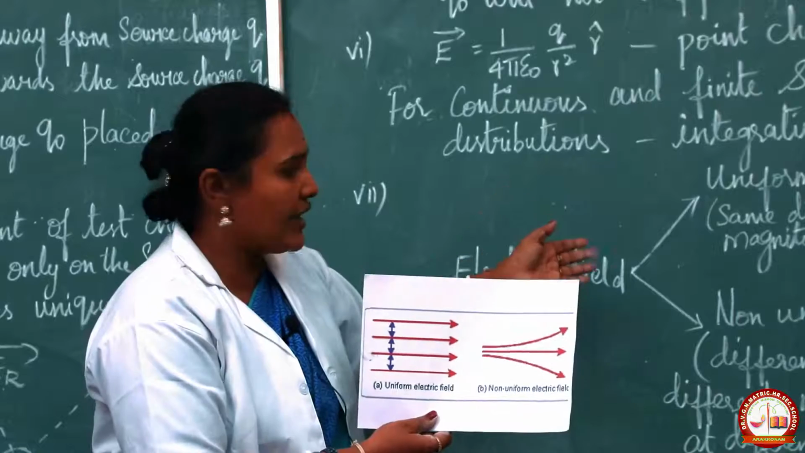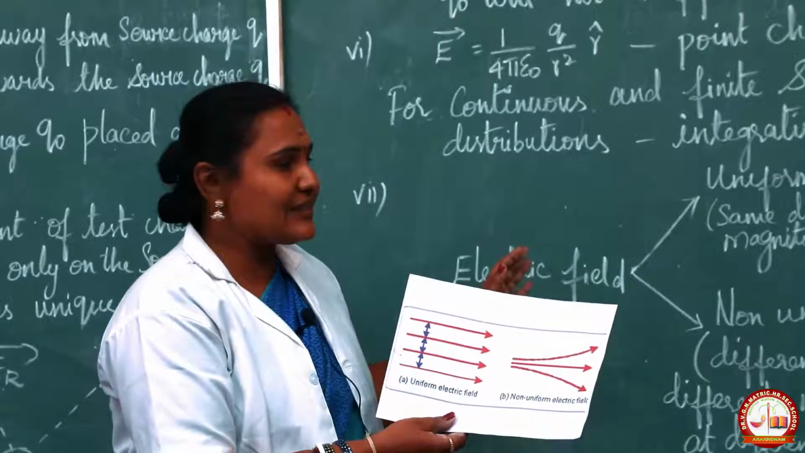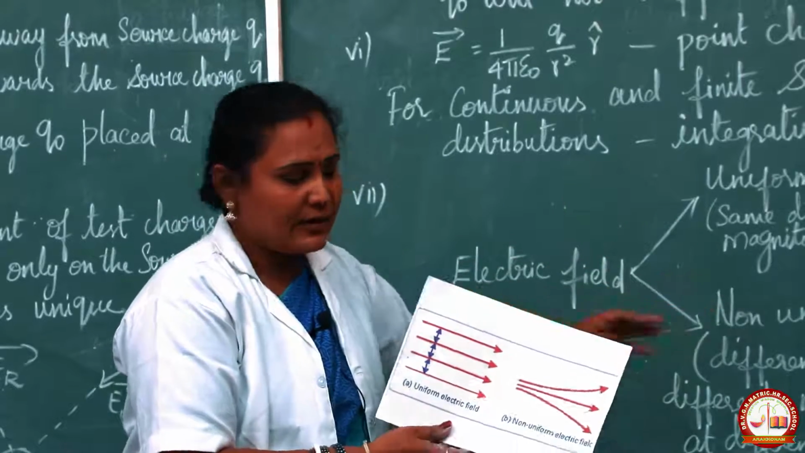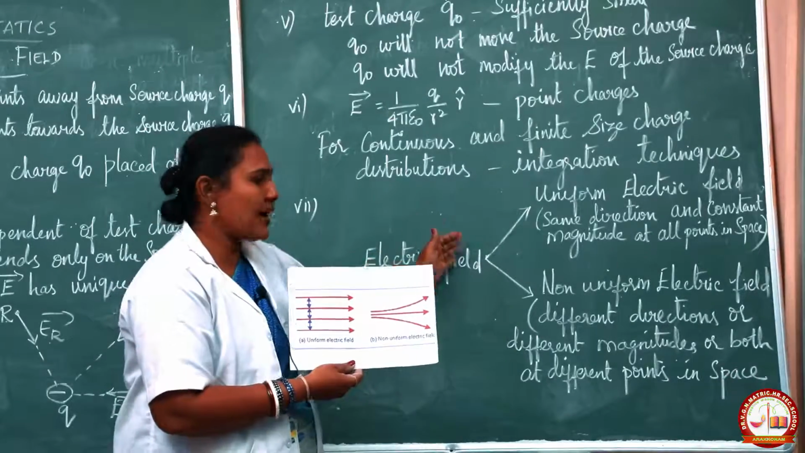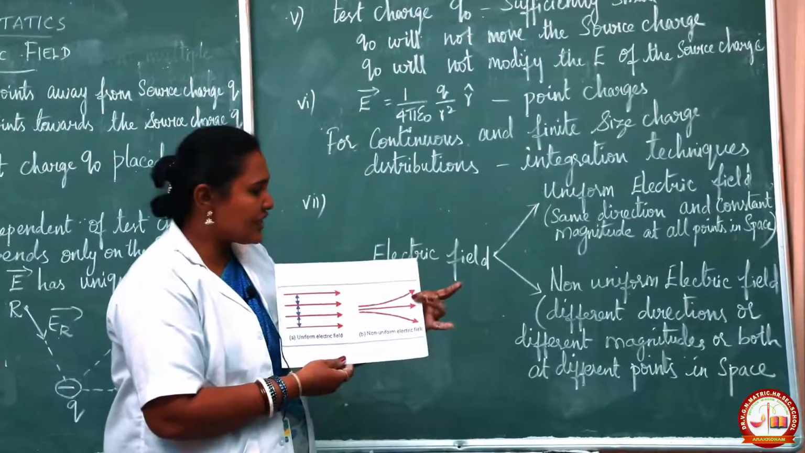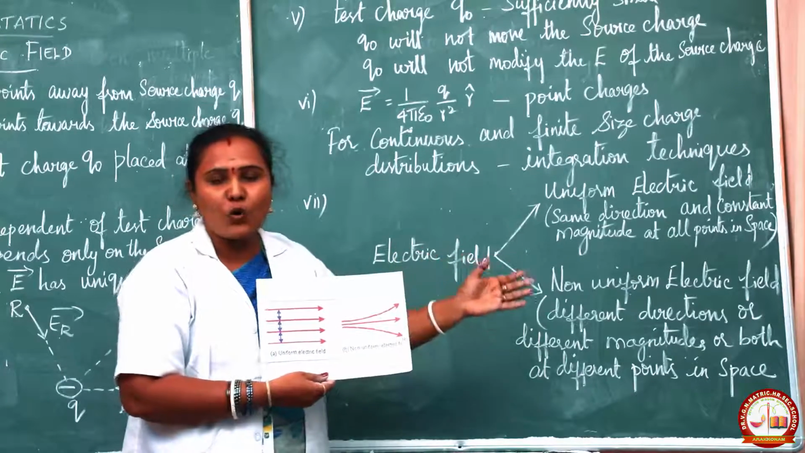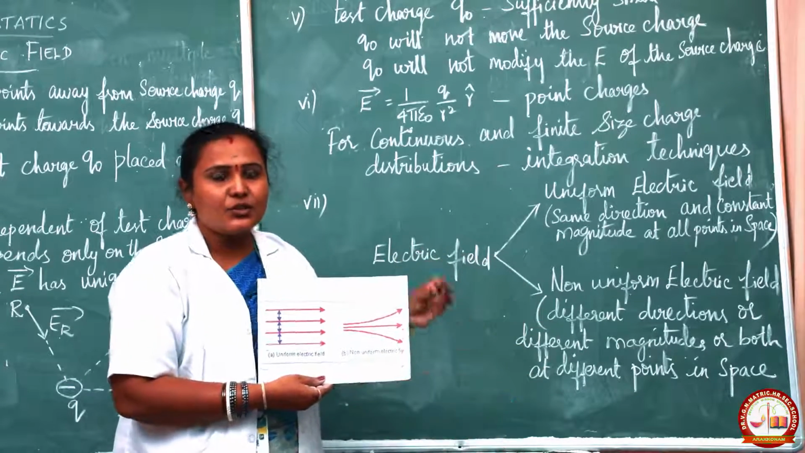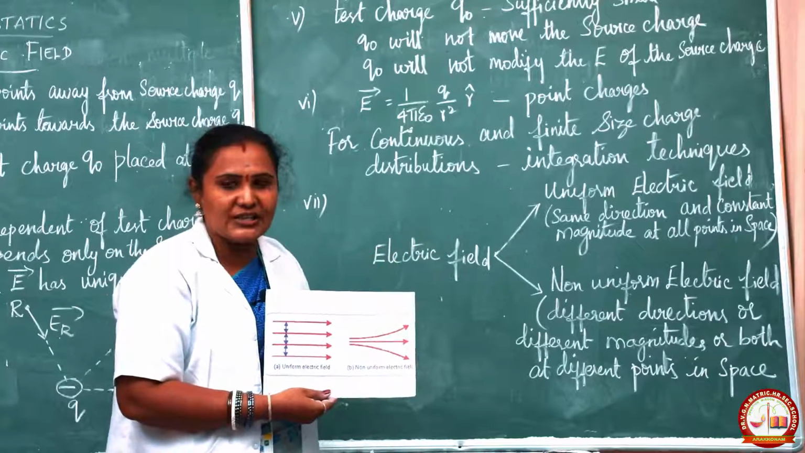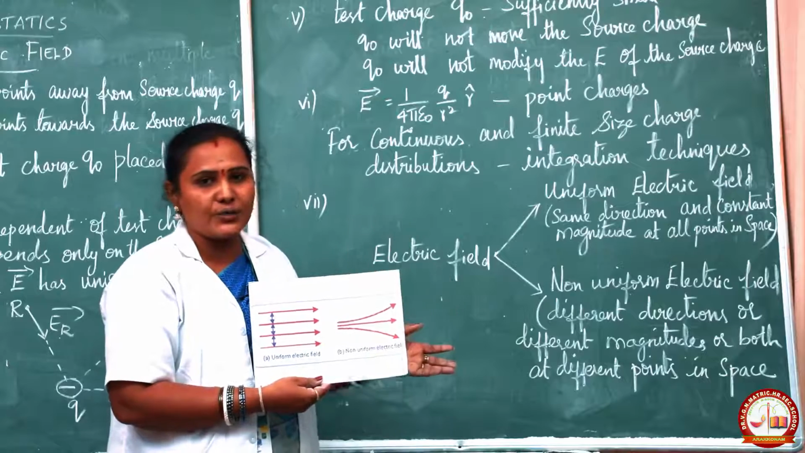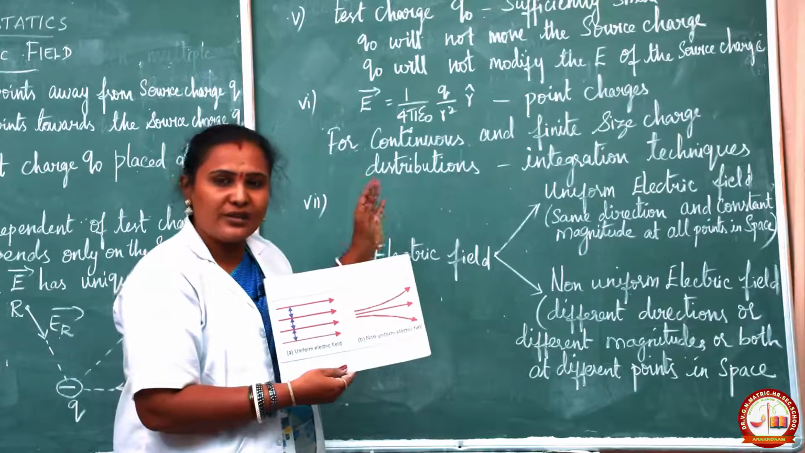If they are facing in the same direction at all the points in space, we call that a uniform electric field. The next thing is the non-uniform electric field. Non-uniform electric field means different directions, different magnitudes, or both at different points in space. So non-uniformity means different in magnitude and direction, either inward or outward. It mainly depends on the distance.